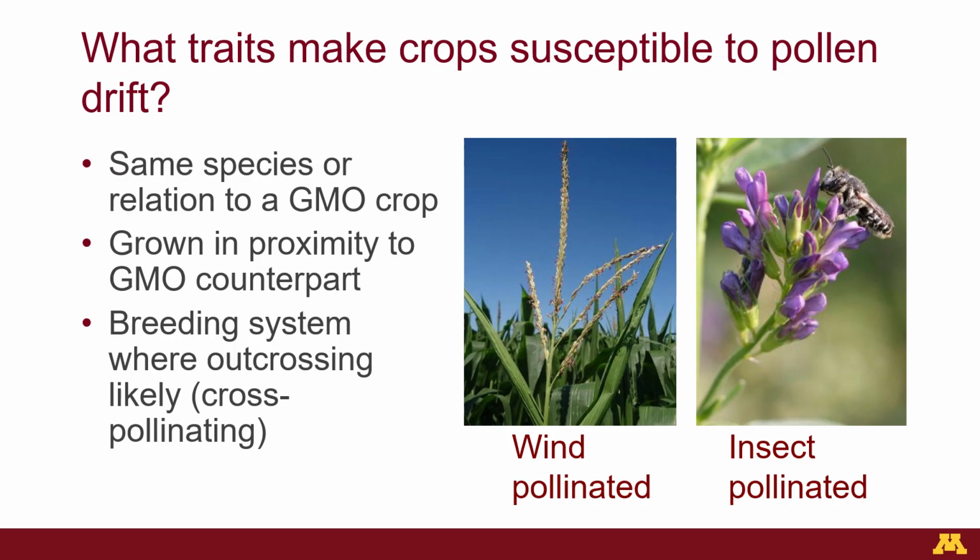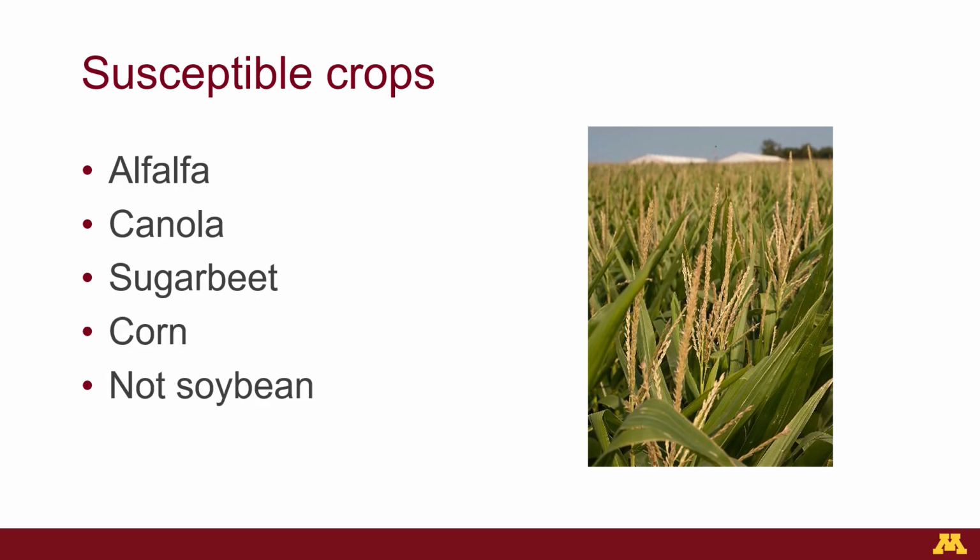Cross-pollination is the transfer of pollen from one plant to a different plant, either by wind or by insect pollinators. Here we show a tassel of corn, a wind-pollinated crop, and the purple flowers of alfalfa, an insect-pollinated crop. The organic crops with highest potential for GMO pollen drift in the upper Midwest are alfalfa, canola, sugar beet, and corn.